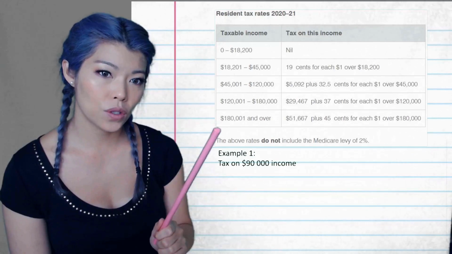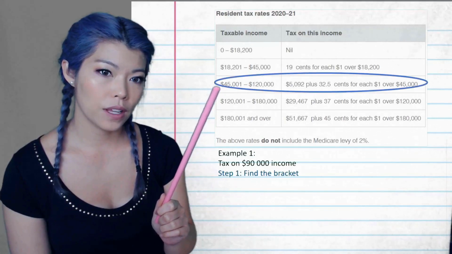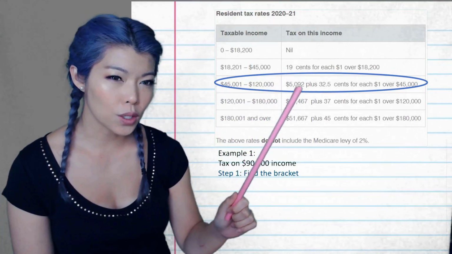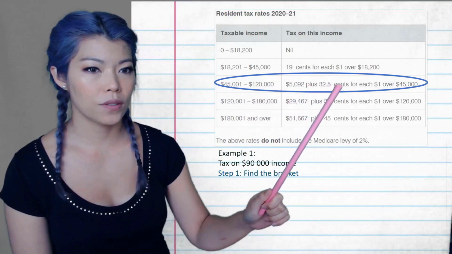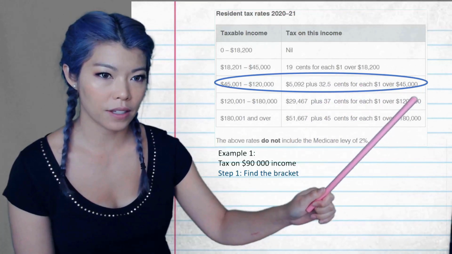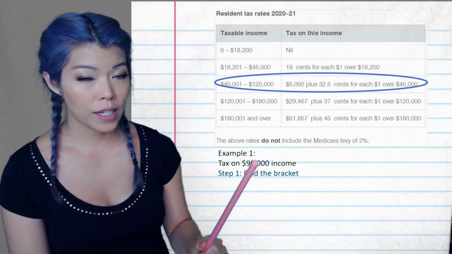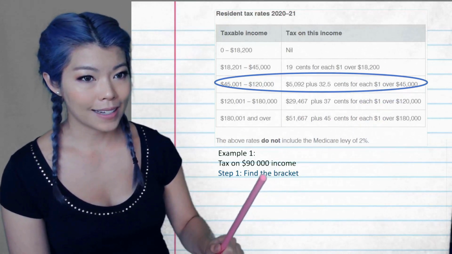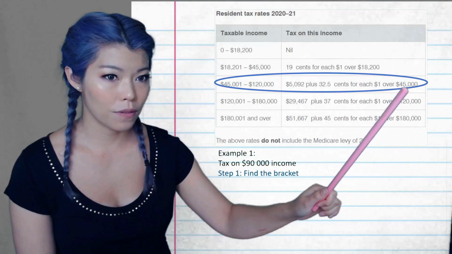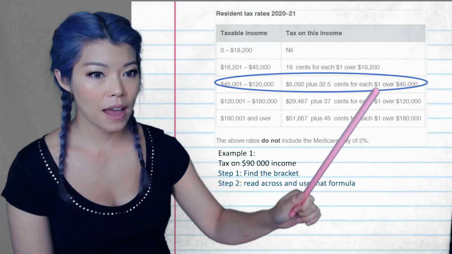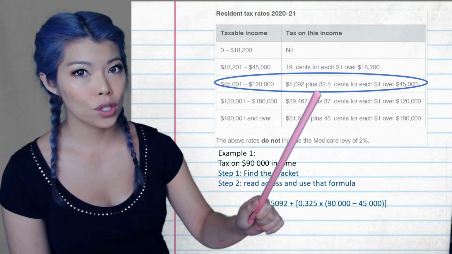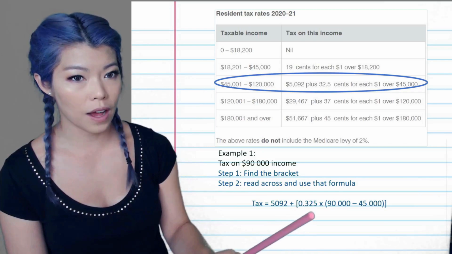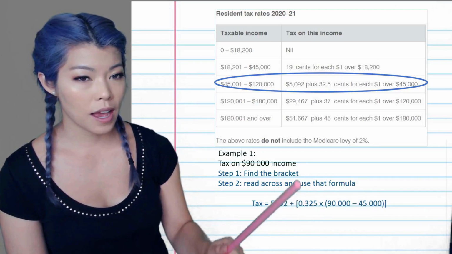What happens if you earn, let's say, 90,000? Then you would belong to this bracket over here. So you would have to pay $5,092 and 32.5 cents for every dollar over 45,000. First of all, we need to work out how many dollars over 45,000. So you would take 90,000, take away 45,000, and for that amount, you would multiply by 32.5 cents or 0.325.